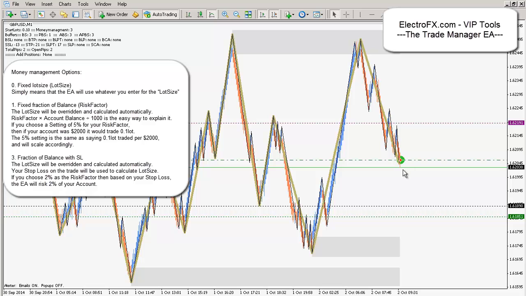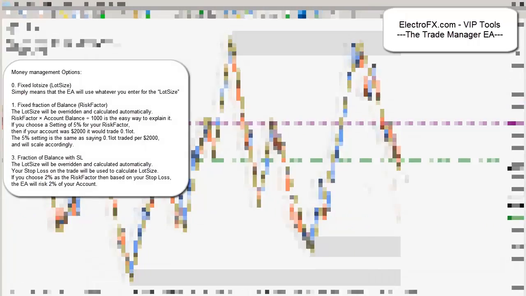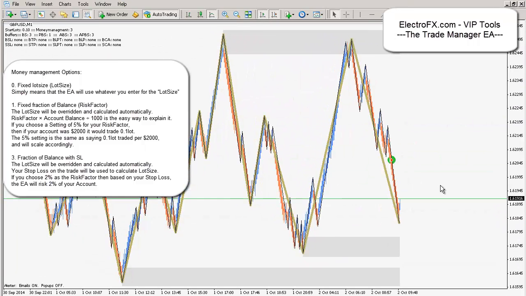Other than that, that's sort of the next element to the Trade Manager I wanted to introduce in this video, and that's an understanding for you of the trade management options. We'll pause it though and get back to it at the end of the trade and just take a quick look. Okay, this trade is over.